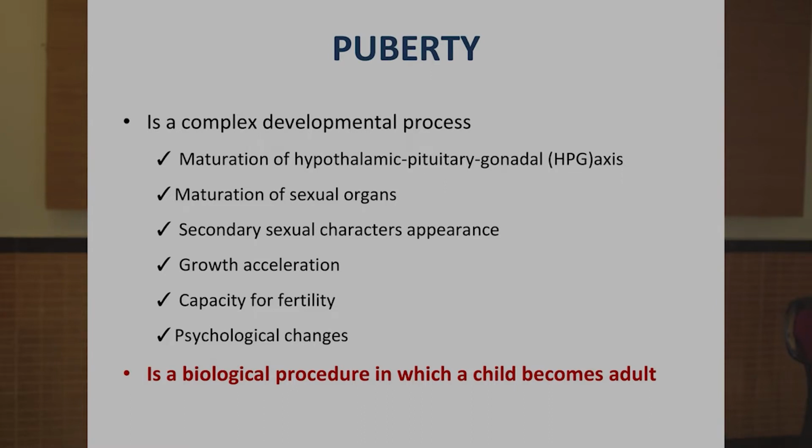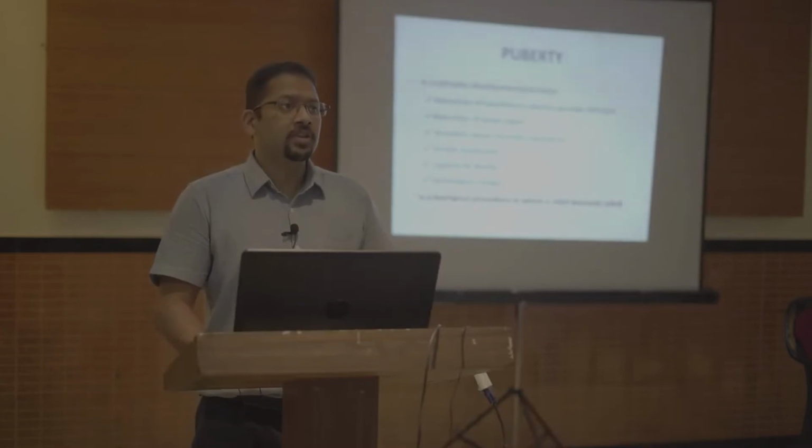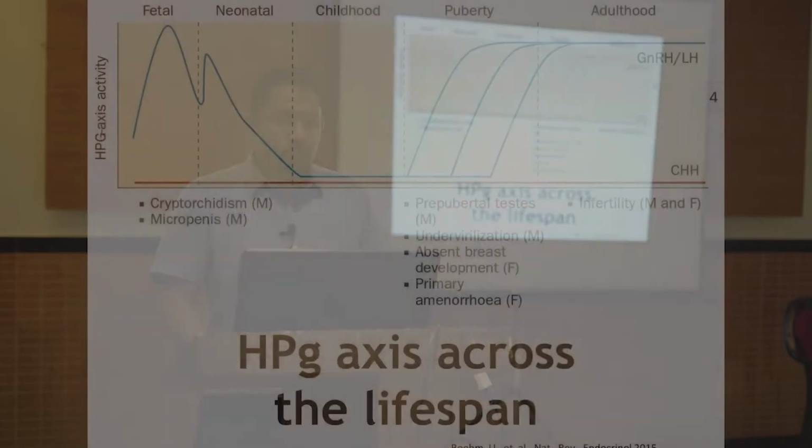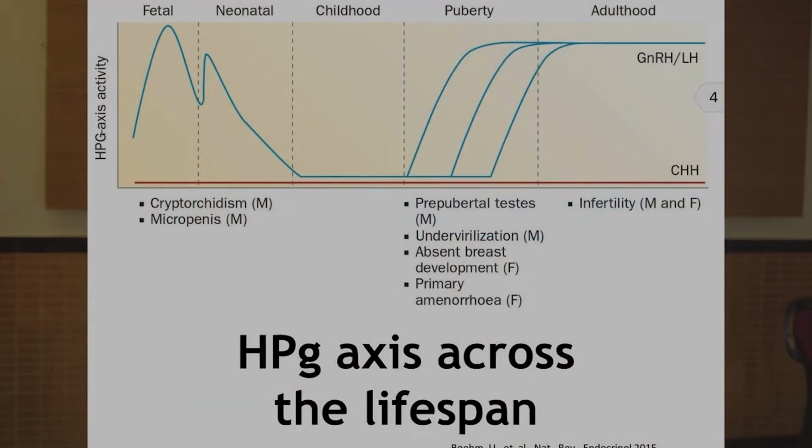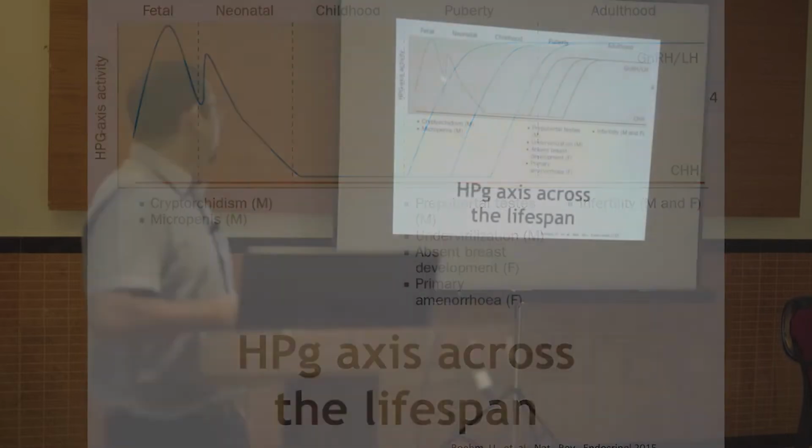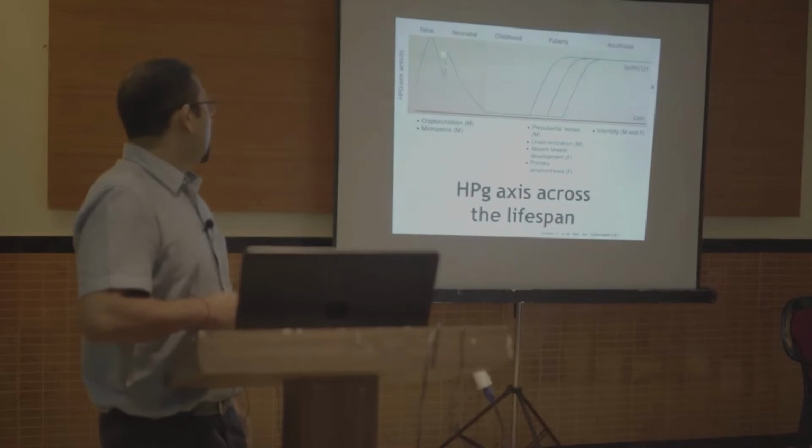So, it is the biological process in which the child becomes an adult, becomes fertile. This is the span of the HPG axis from fetal life till death. You can see that from fetal life there is activation of the HPG axis around 20 to 30 weeks of gestation. Thereafter, at the end of delivery, there is a decrease in fetal LH and FSH, but after the loss of the placenta there is a surge of LH and FSH, that is, activation of the HPG axis.